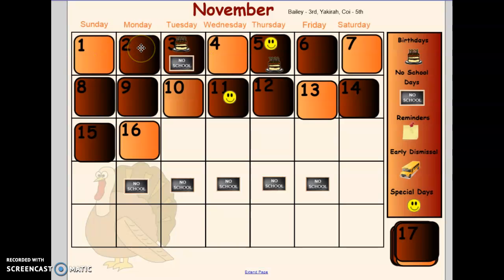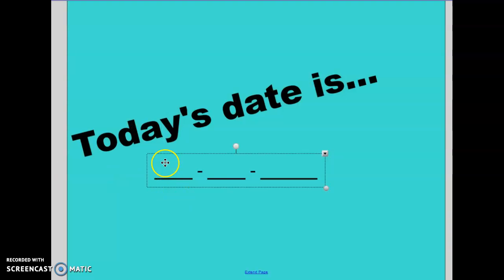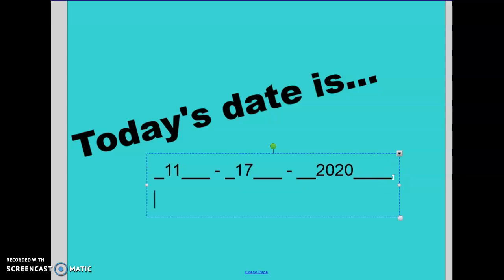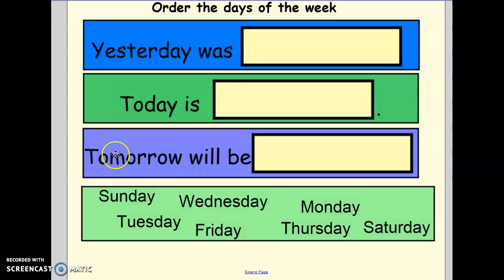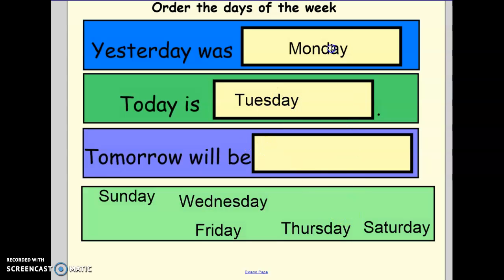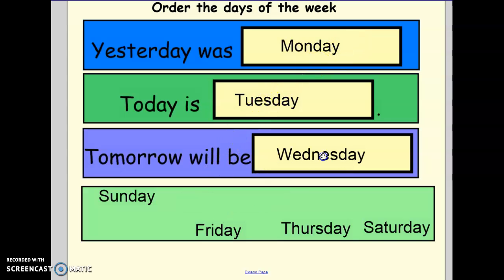Here we go. The month is November. Yesterday was November 16th. If yesterday was the 16th, then today is the 17th. So let's fill this in. November 17th, 2020. Put it in word form. November 17th, 2020. I know that today is Tuesday, so that makes yesterday Monday. Monday, Tuesday. Tomorrow will be Wednesday.